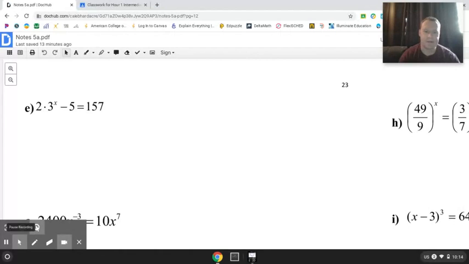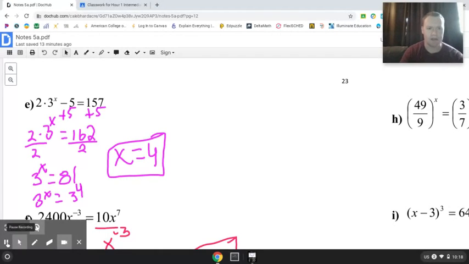our answers. All right, so for E, we got to do some T-chart work first. So we got to add that 5 to the other side, giving us 162. Then I got to get rid of that 2 and divide by 2. So that gives me 81. And then exponential equations, we got to use same base. So look to change 81 into a base of 3. And that comes out to be 3 to the 4th. So that means x equals 4.